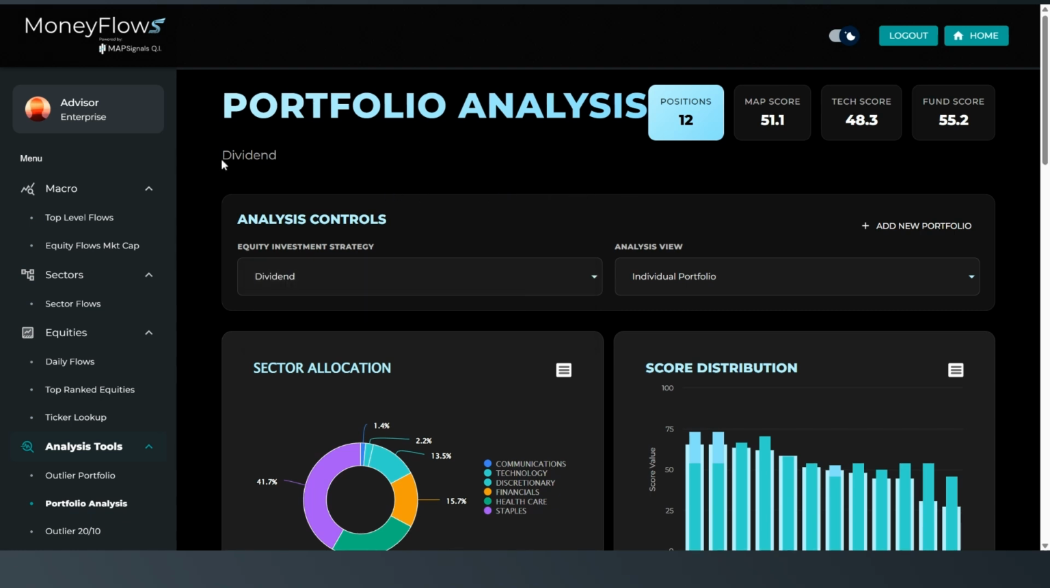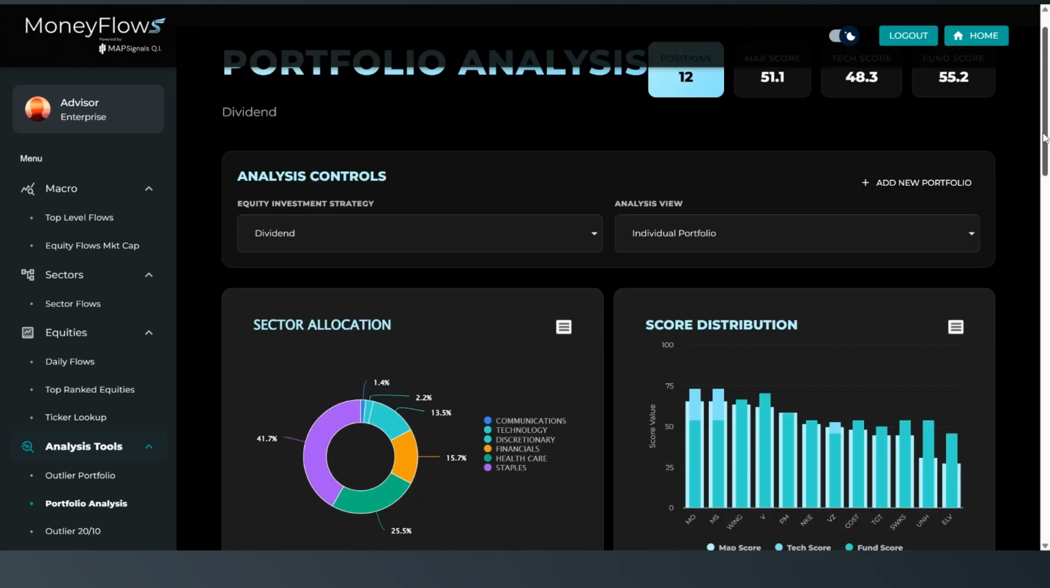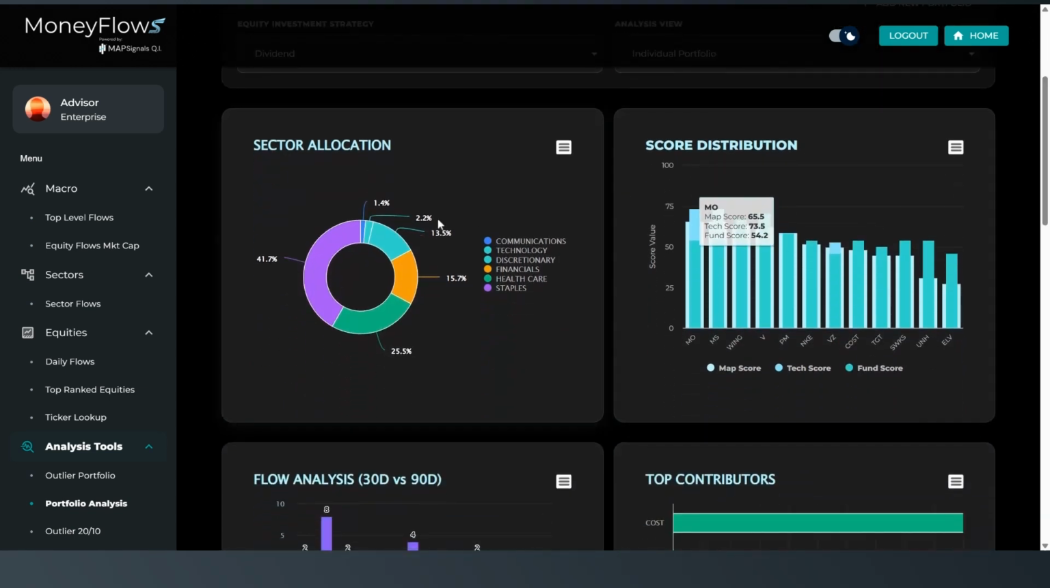So I've uploaded and I'm viewing the dividend portfolio. It's got 12 positions. It's got a weighted MAP score of 51.1, a tech score, and a fundamental score. Here we can see the sector allocation. So staples, right? Because dividends, 41% of the portfolio is in staples and 25% is in healthcare.